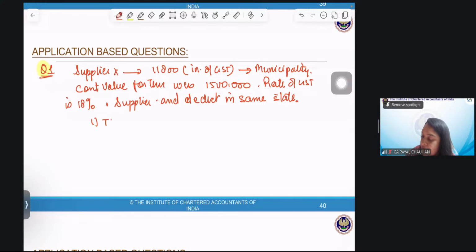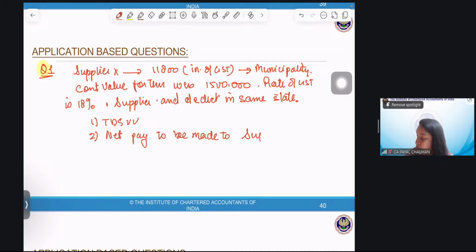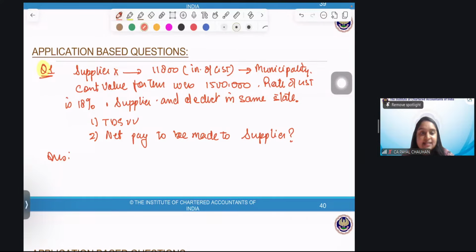First of all, will TDS be deducted? First question. Let me give the complete and net payment to be made to the supplier. This is the whole question. Solve it and give me the answer. First question: is the TDS applicable? It is applicable.